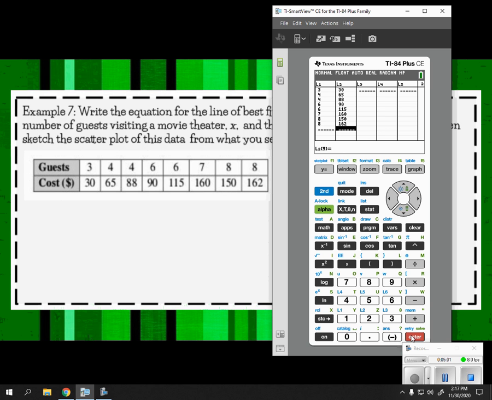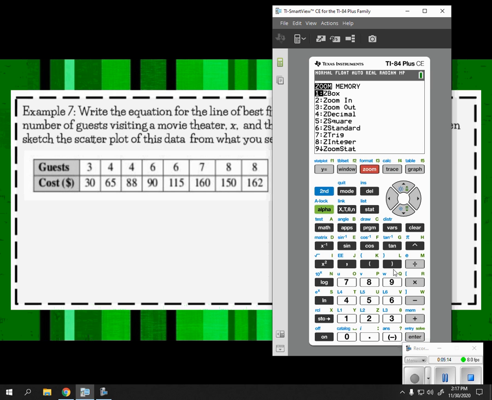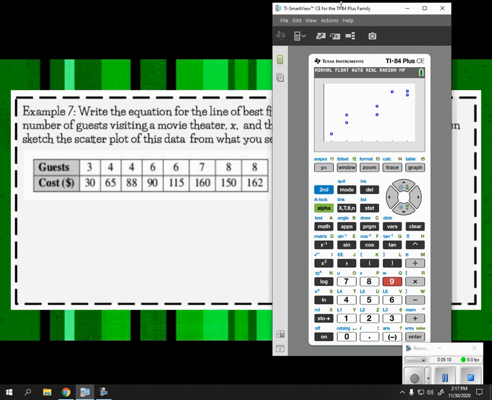All right, there we go. And then what we're going to do is, do you remember how we get the scatter plot? My stat plot's on, so I don't have to do that. All I need is zoom 9. Zoom 9 gets me my scatter plot.